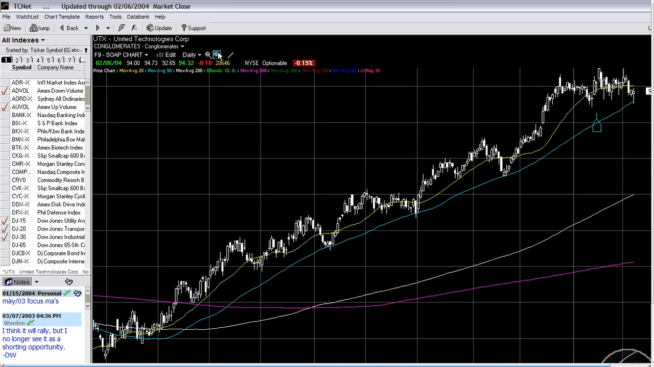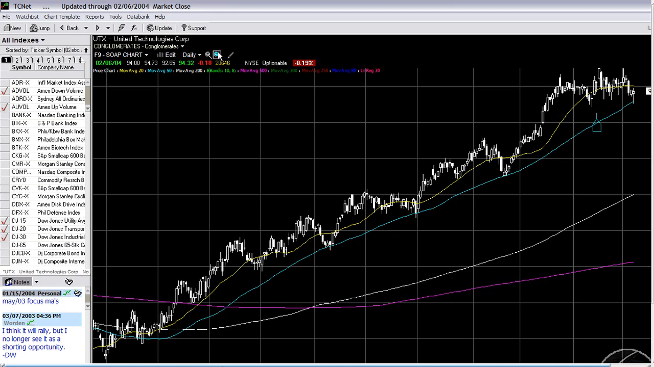On our screen right now, we have in yellow the 20-day. In turquoise blue is our 50-day. Our purple or magenta is our 500-day, and our long white sweeping line on UTX is our 200-day moving average. You can make these any color you want. It doesn't matter to me.